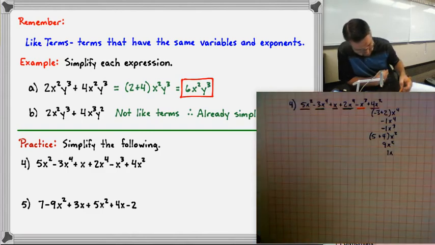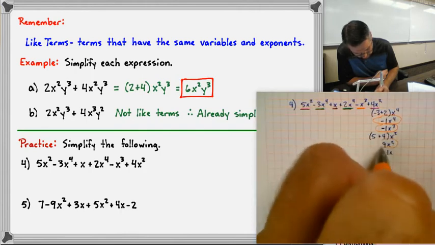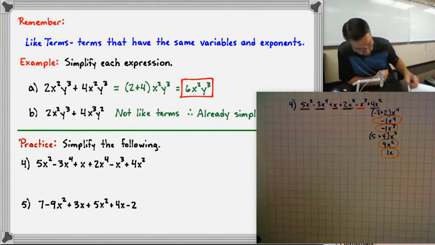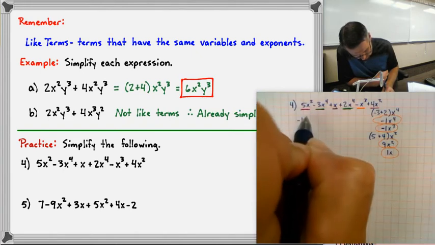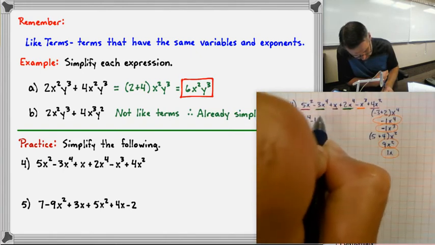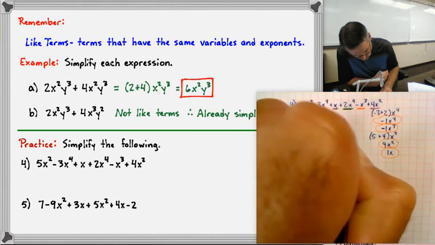So here are the simplified forms here. This guy, this guy, this guy, and this guy. So we're just going to write those in descending order. So it'll be -1 x to the fourth minus 1 x cubed plus 9x squared plus 1x.